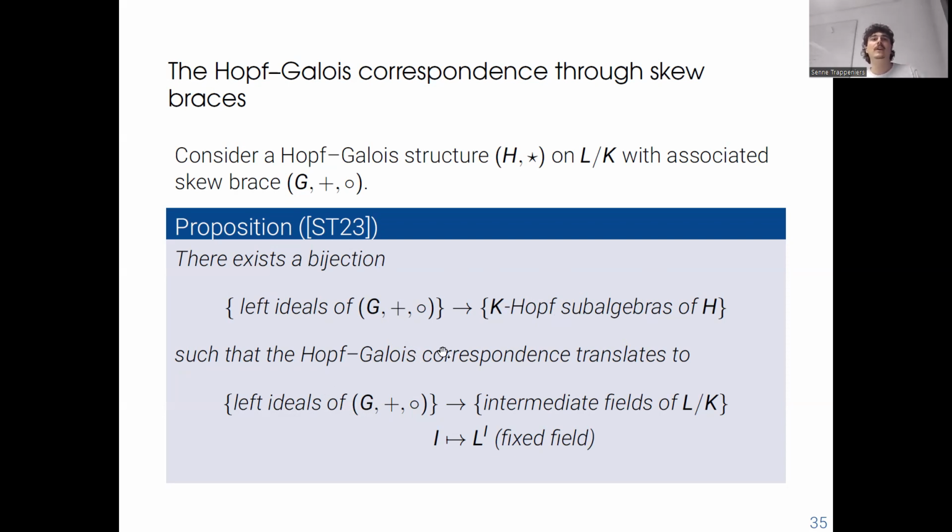Well, we find that the Hopf-Galois correspondence basically says that any left ideal of a skew brace G plus circle, we can associate as an intermediate field of L over K. How do we do this? Once again, in the way that we would expect it, because as I said, left ideals are in particular subgroups of the circle group, but the circle group in this case is the Galois group. So we're going to map such a subgroup of the automorphism group to its fixed field. So in this sense, you once again see the classical Galois correspondence showing up.